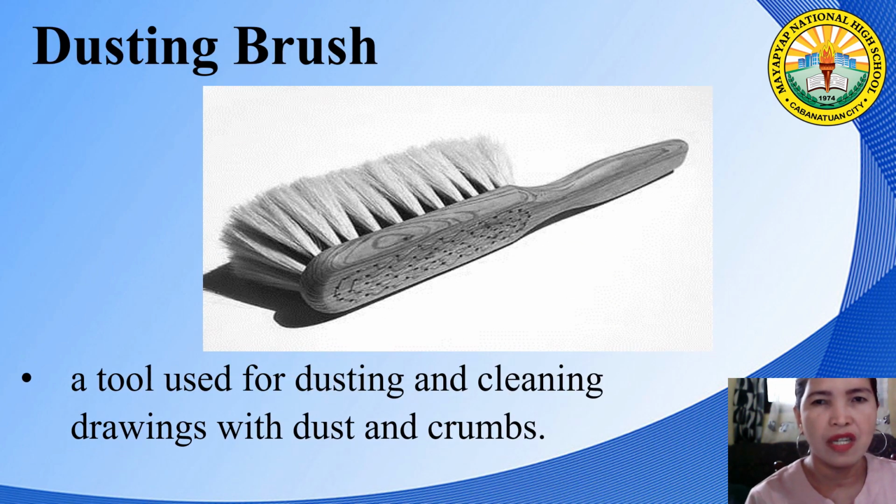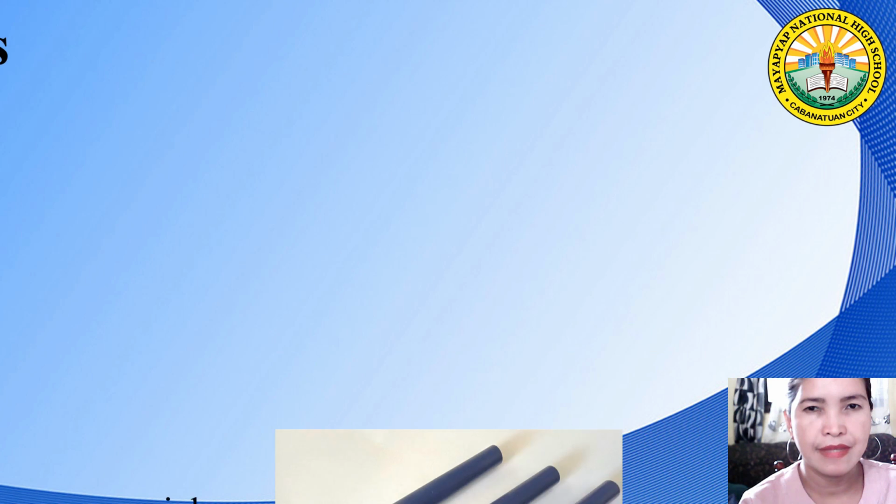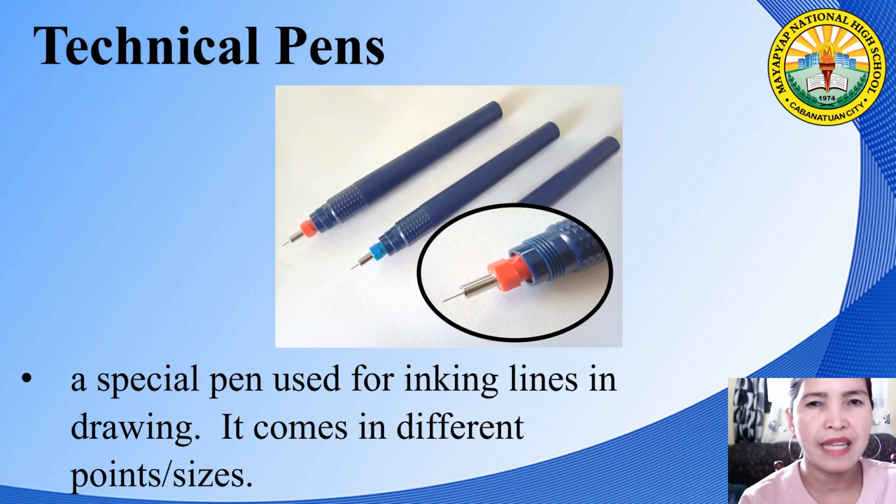Dusting brush. It is a tool used for dusting and cleaning drawings with dust and crumbs. The next is the technical pen. It is a special pen used for inking lines in drawing. It comes in different points and sizes.